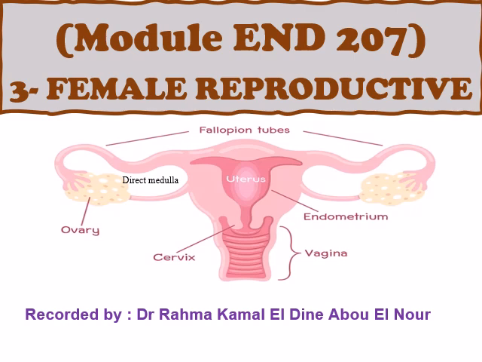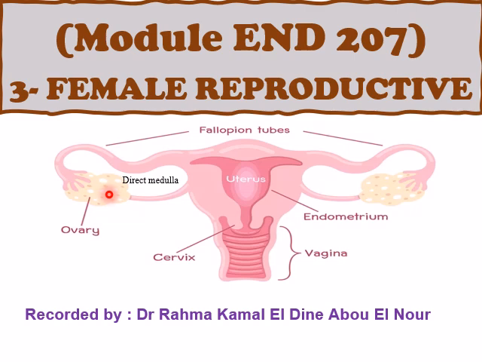Dear students, today inshallah we are going to discuss the female reproductive system, which is part of module 207. As you know, the female genital system is formed of the primary sex organ, which is the ovary. It's a mixed gland. Endocrine: it secretes estrogen and progesterone. Exocrine: it secretes the ova or the oocyte.